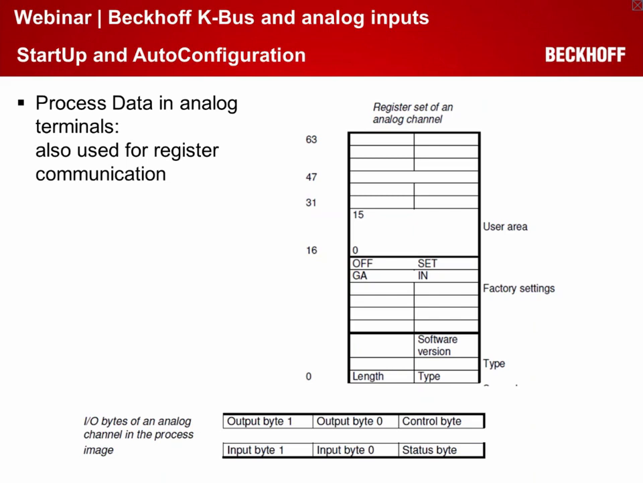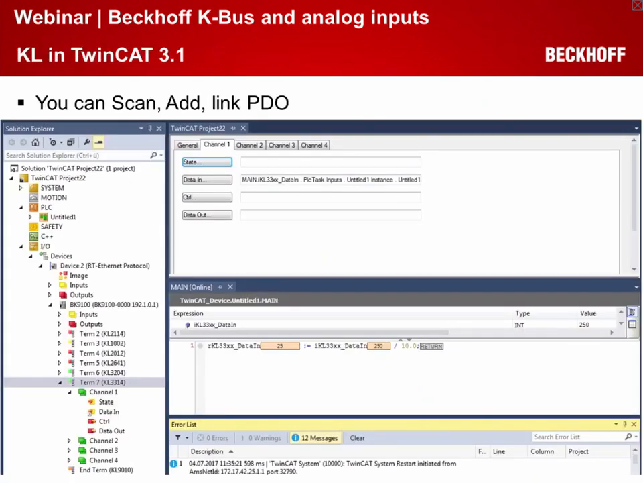But as I said, as a TwinCAT customer, you are not deeply involved with those points, because in TwinCAT, you see it here, it's very easy also to use KL terminals. You can scan it, you can edit, you can link the variables, the data in and data out, very easy, so you have nothing to do with the internal memory addresses inside of coupler or terminals.